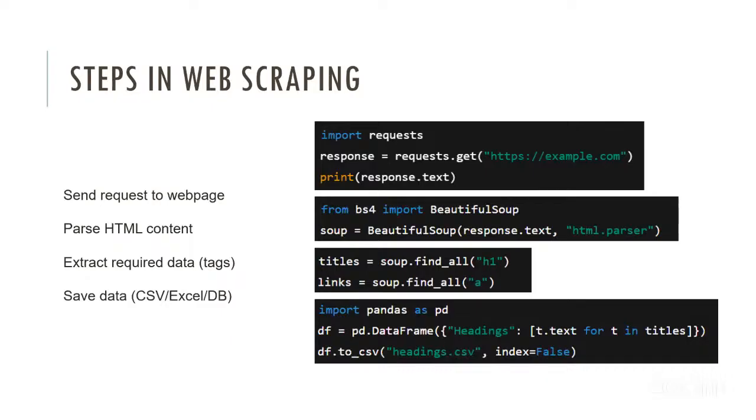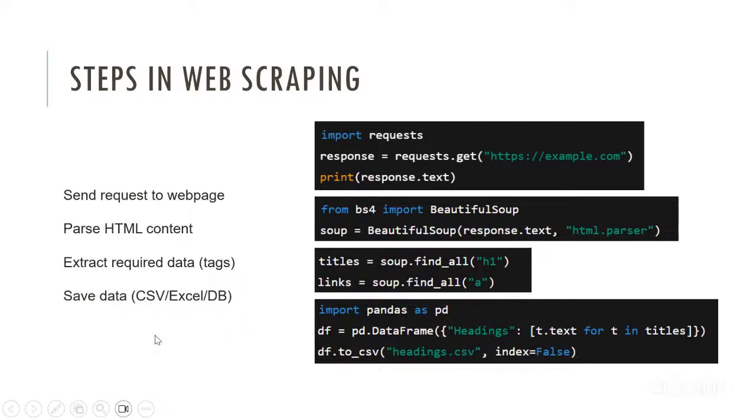Now that we know which tools are required, let us understand the basic steps of web scraping. When we scrape data from a website using Python, the process happens in four main steps. Those steps are: send request to the web page, parse the HTML content, extract the required data, and save the data.